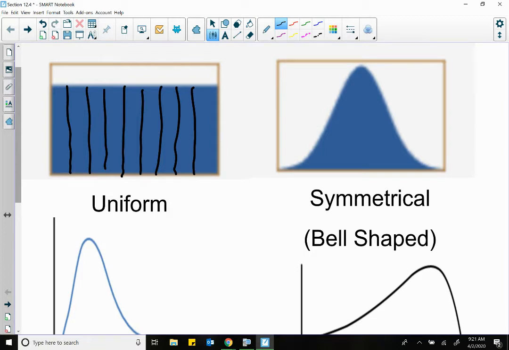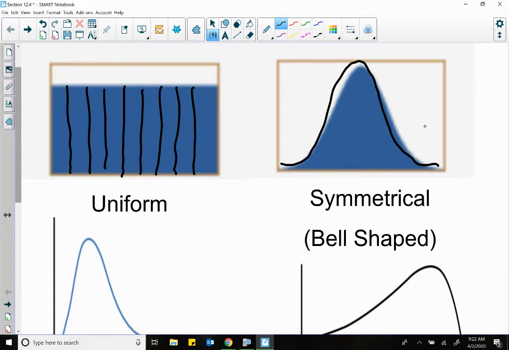Over here, this is the one that we like to focus in on, and this is what we'll be focusing on the rest of this text, in 12.4. This is what we call symmetrical, or sometimes we call this a normal distribution. We also call it bell shaped because it looks like a bell. Usually bells go up and curve out. It's a bell shape.